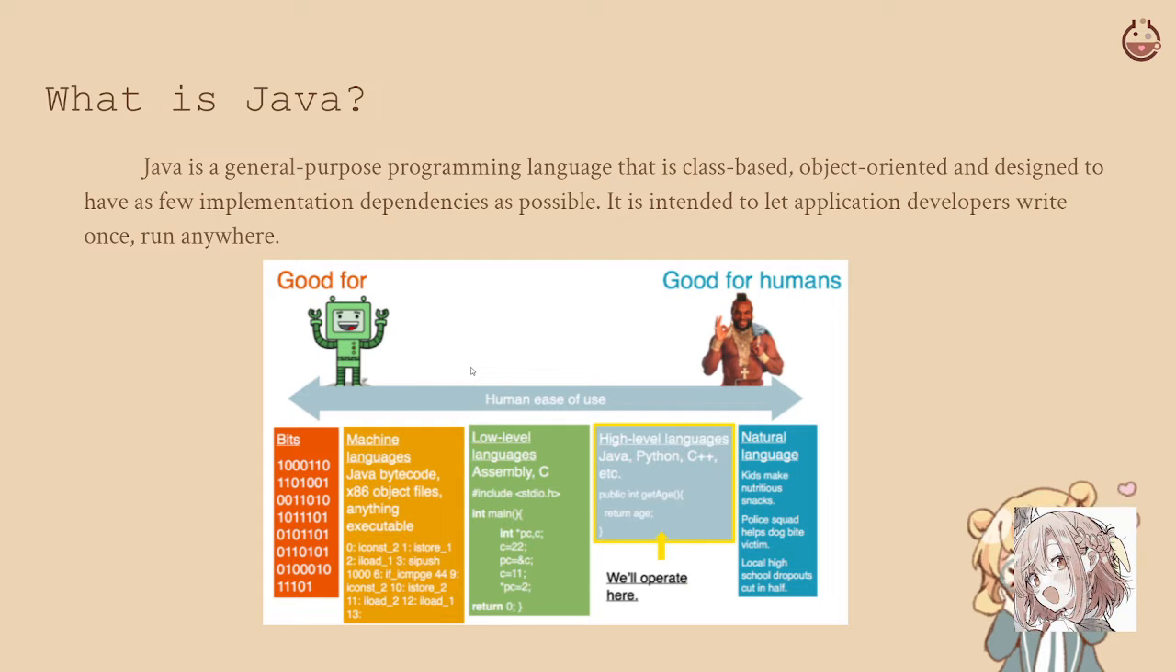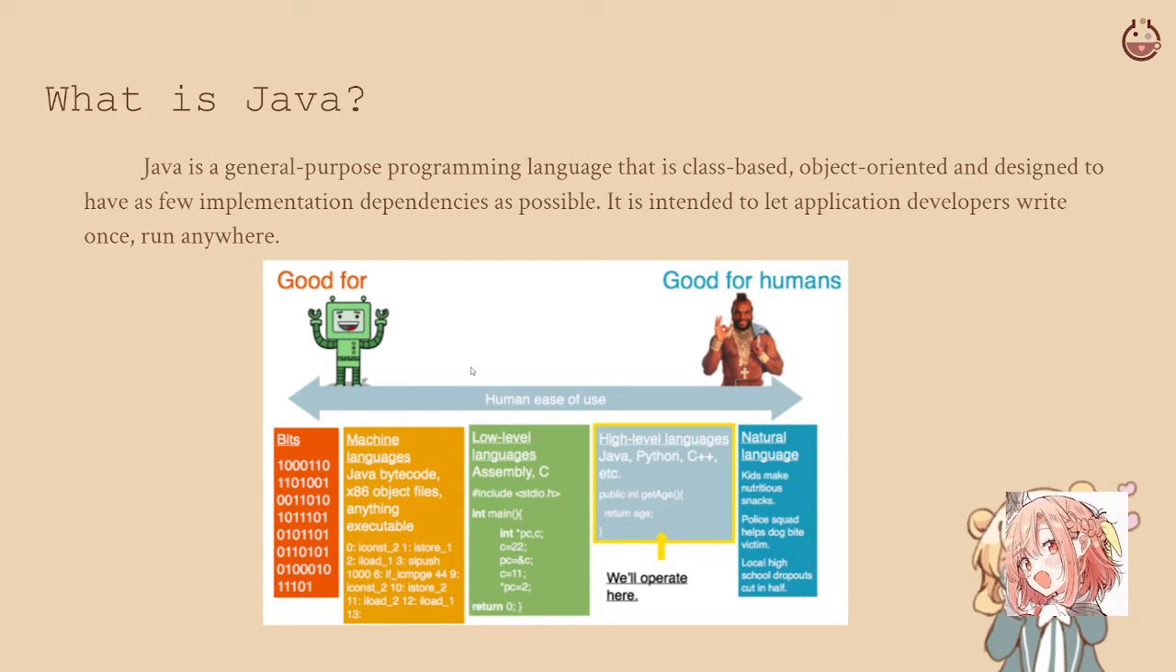What is Java? Java is a general-purpose programming language that is class-based, object-oriented, and designed to have as few implementation dependencies as possible. It is intended to let application developers write once, run anywhere. So essentially, when we write code, our base purpose is to communicate with the computer, right? So we want to create some sort of language, I guess you can think of. Most coding languages, like the name suggests, are just languages, and the purpose is to communicate with the computer.